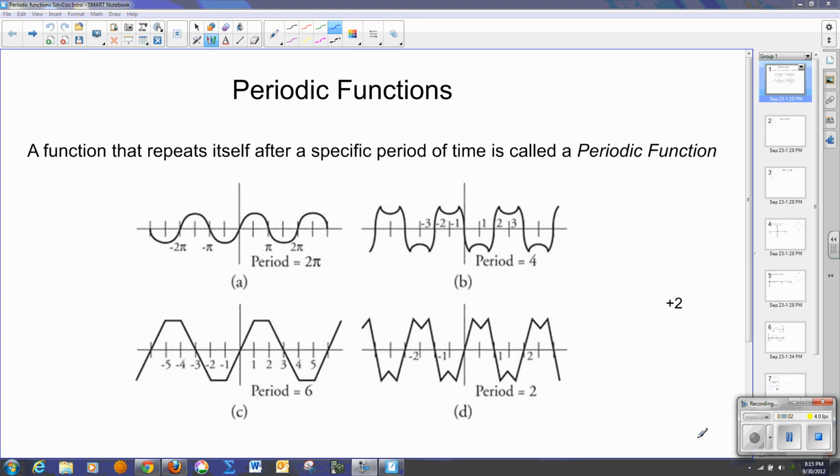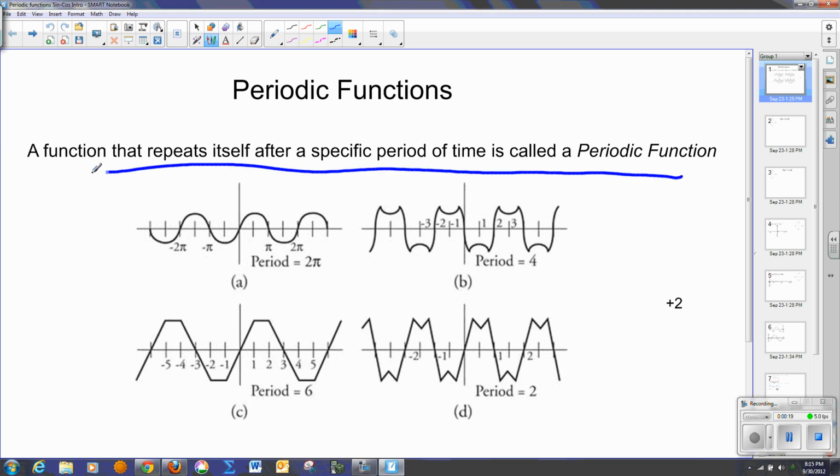So today we're going to talk about periodic functions, and probably the most important two we're going to start with is sine and cosine function. But let's just explore a general periodic function to begin with. So here's your definition of a periodic function. A function that repeats itself after a specific period of time is called a periodic function.